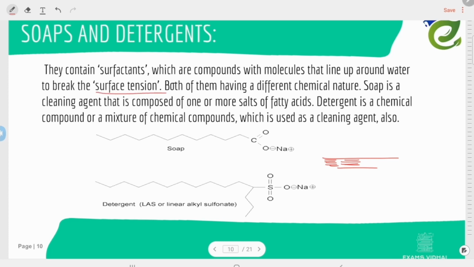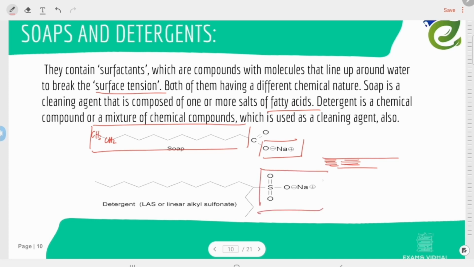Soap and detergent have different chemical natures. Soap is a cleansing agent that is composed of one or more salts of fatty acids. Detergent is a chemical compound or mixture of chemical compounds. Why are we discussing soap and detergent in organic chemistry? Because the hydrophobic part of soap is made up of hydrocarbon, like all these places that contain CH3, CH2. Therefore, we are discussing soaps and detergents in organic chemistry, and they play a very important role. In soap, we have a sodium component, and in detergent, we have a sulfate and sodium component.